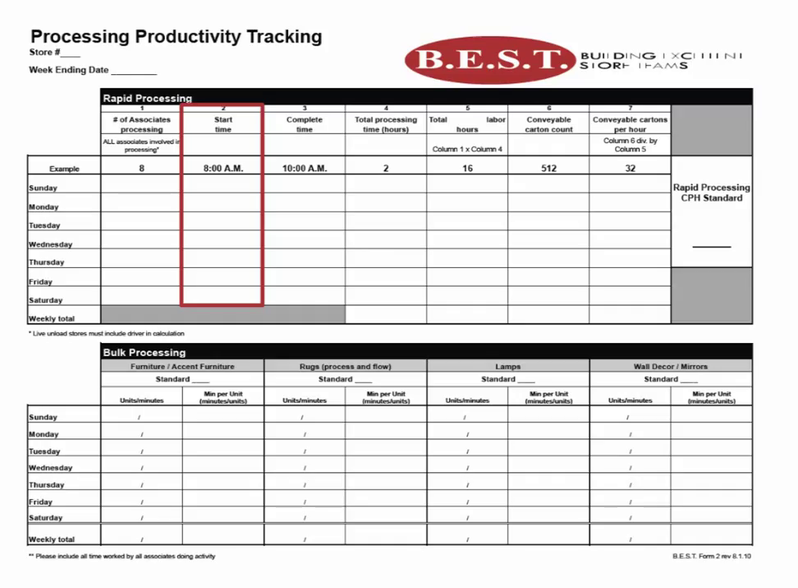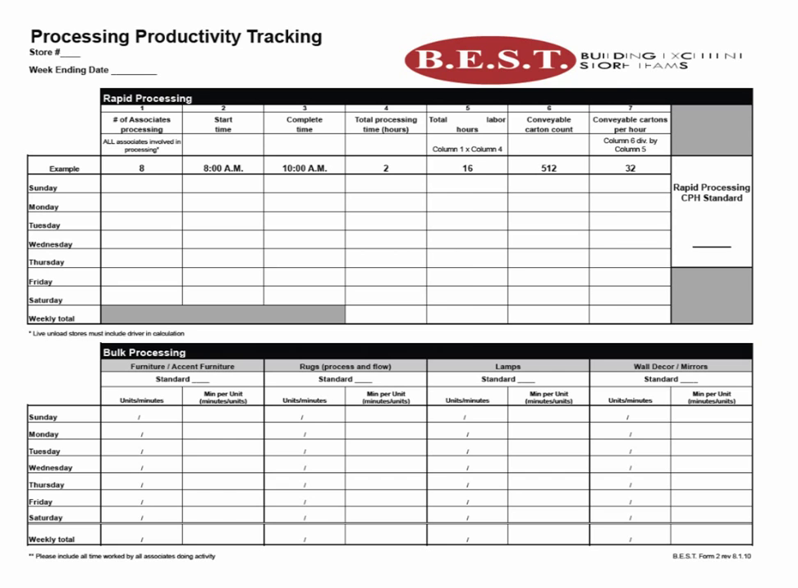That's an important reminder. Rapid processing productivity time starts when the truck door is opened and ends when the backroom has been cleared of all trash, swept, and set up for the next day's rapid processing. When rapid processing is completed, the time is recorded on Form 2, and the total processing time in hours is determined and recorded in the total processing time column. Total labor hours is then calculated and recorded by taking column 1, the number of associates processing, and multiplying it by column 4, the total processing time.